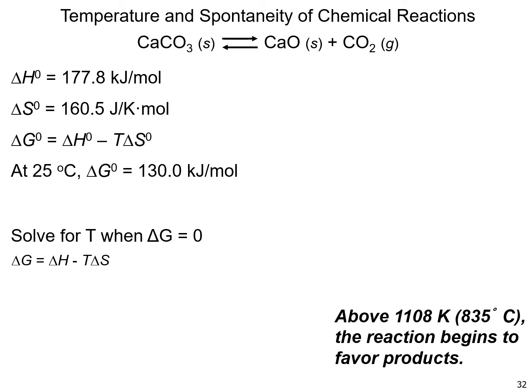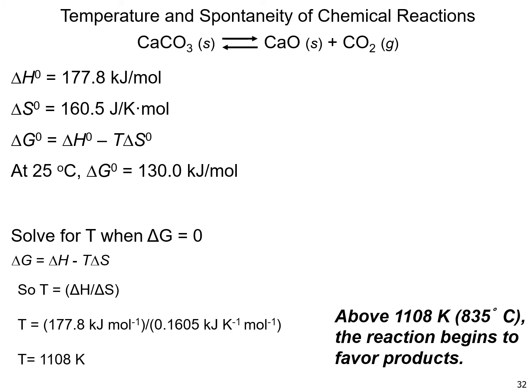We have the value of delta H, plug in the value of delta H, plug in the value of delta S, plug in delta G as 0 and solve for temperature. And if you solve for that, same approach, temperature will come out to be 1108 Kelvin. So essentially, any temperature above 1108 means the reaction will be spontaneous.